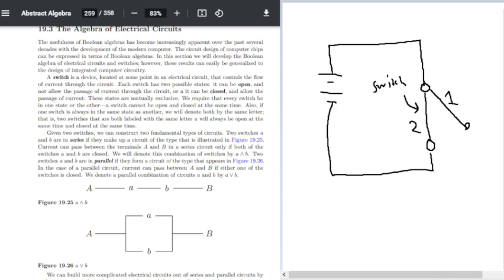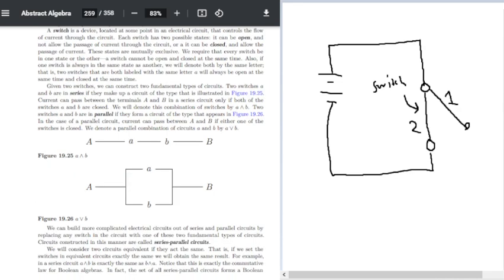Alright, these states are mutually exclusive. We require that every switch be in one state or the other. A switch cannot be open and closed at the same time. Also, if one switch is always in the same state as another, we will denote both by the same letter. That is, 2 switches that are both labeled with the same letter A will always be open at the same time and closed at the same time. So basically, if we have this switch here and also this switch here, don't mind the fact that it's cutting through, we call this switch A, this switch also A. If this is the case, then if this is open, this is open, and if this is closed, this is closed, and vice versa. But that image looks disgusting, so fix that, yeah.